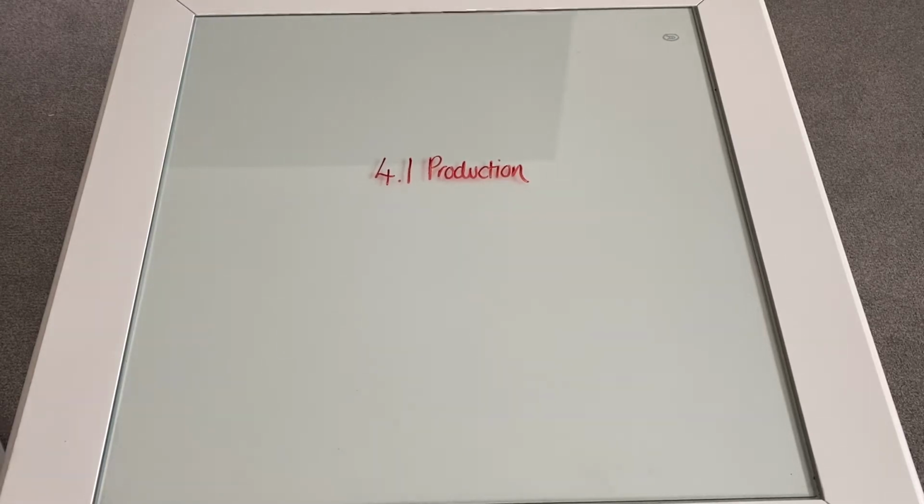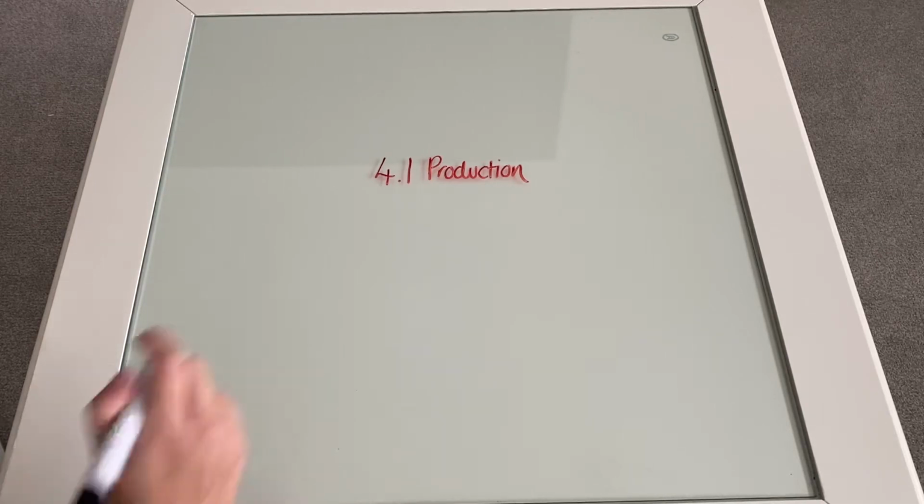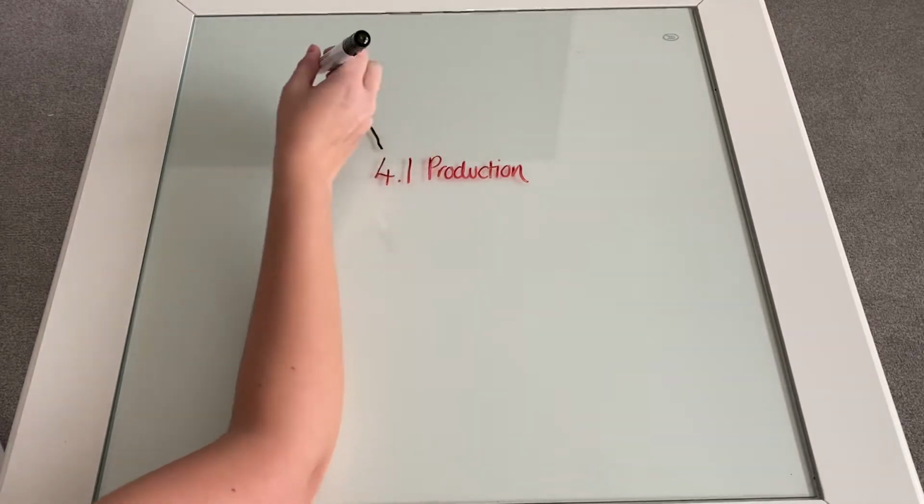Okay, so today's video is going to be about 4.1, which is production. We need to look at 3 different types of production, and then we need to look at the impact of technology on those types of production. So the first one we need to look at is job production.